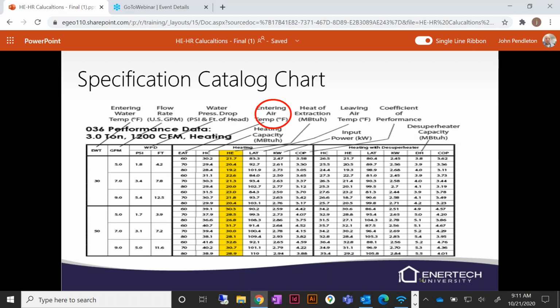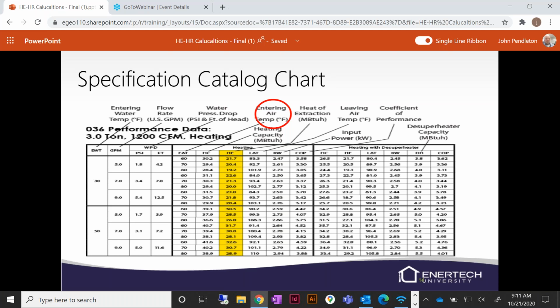The next is our entering air temperature. We'll list some return air temperatures for you so you can get a little bit closer to your heat of extraction. It won't really matter a whole lot, maybe a couple thousand BTUs, which I guess on a smaller unit, it could affect it. So you might want to take a look at that.